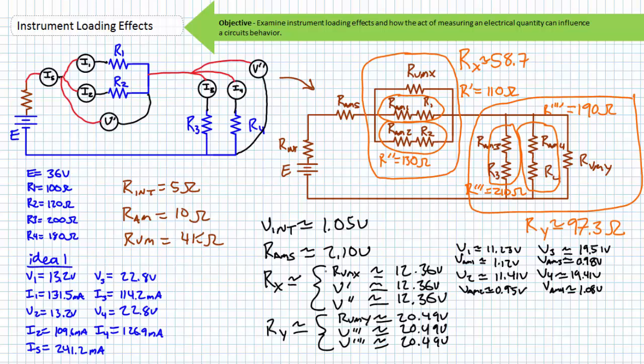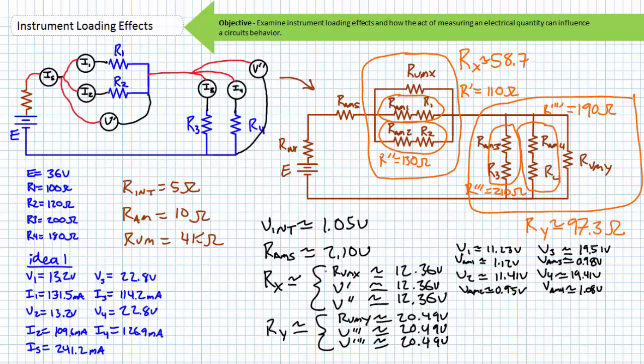V3 is found to be 19.51 volts, and the voltage drop across the ammeter used to measure current through R3 is found to be 0.98 volts. The voltage drop across resistor 4 is found to be 19.41 volts, and the voltage drop across the ammeter used to measure current through R4 is found to be 1.08 volts. The voltage drop across the parallel paths, R' and R', are the same. However, voltage division within those paths shows that V3 is ever so slightly different than V4 because of the non-ideal nature of the ammeters in series with R3 and R4.